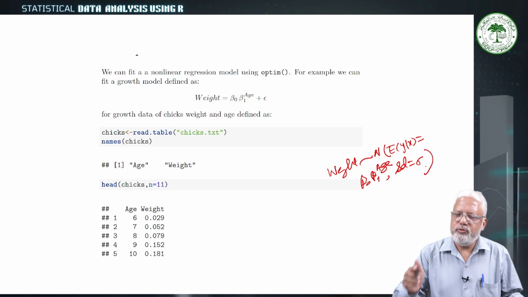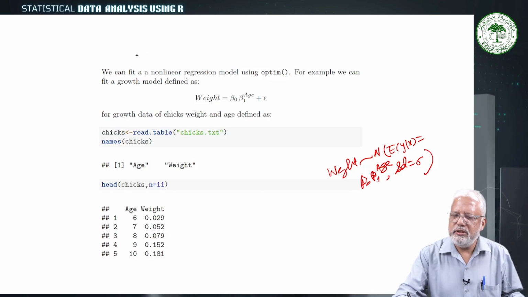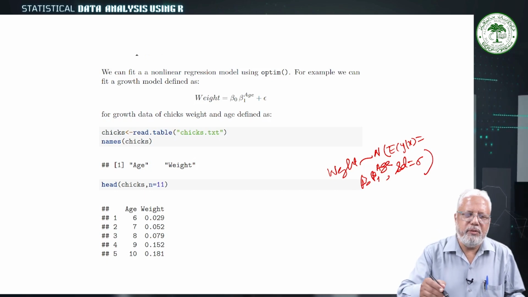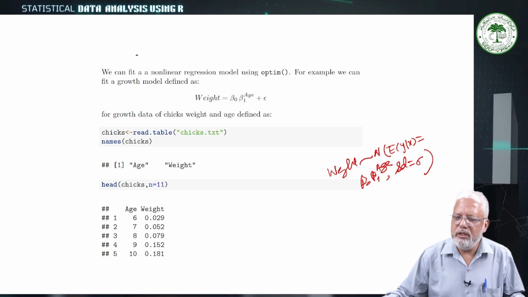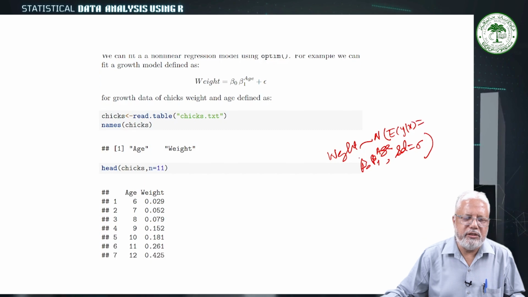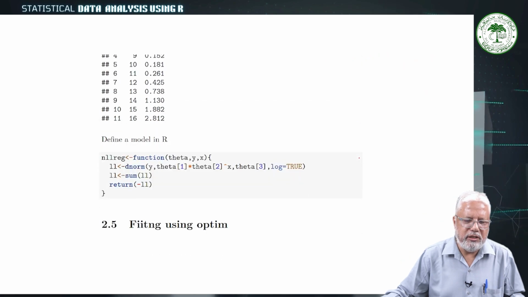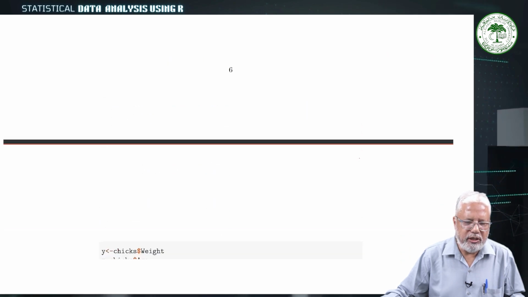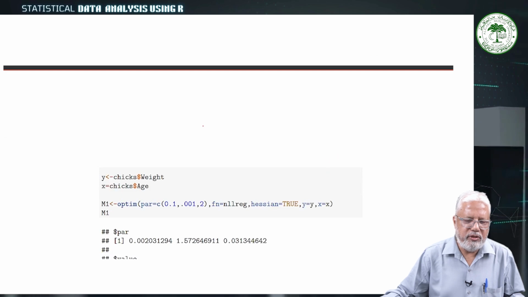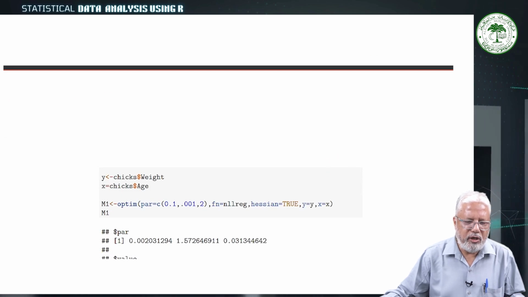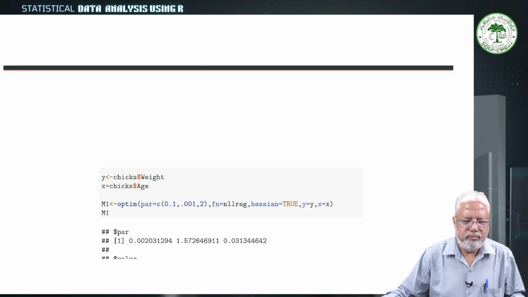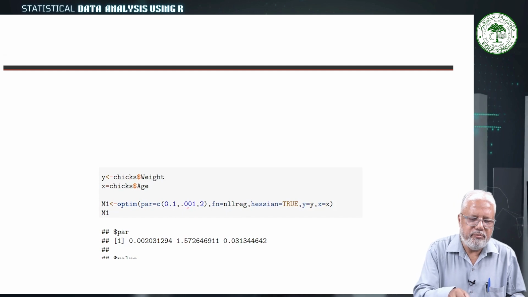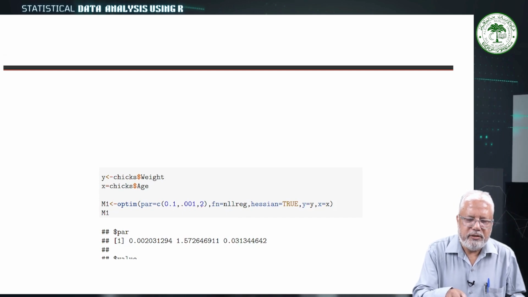So the parameters which need to be estimated are beta naught, beta 1 and SD. These are the three parameters which we want to estimate, and the mean is a non-linear function of the betas. That's why it is a non-linear model. So here we have given the guess values of beta naught, beta 1 and sigma.